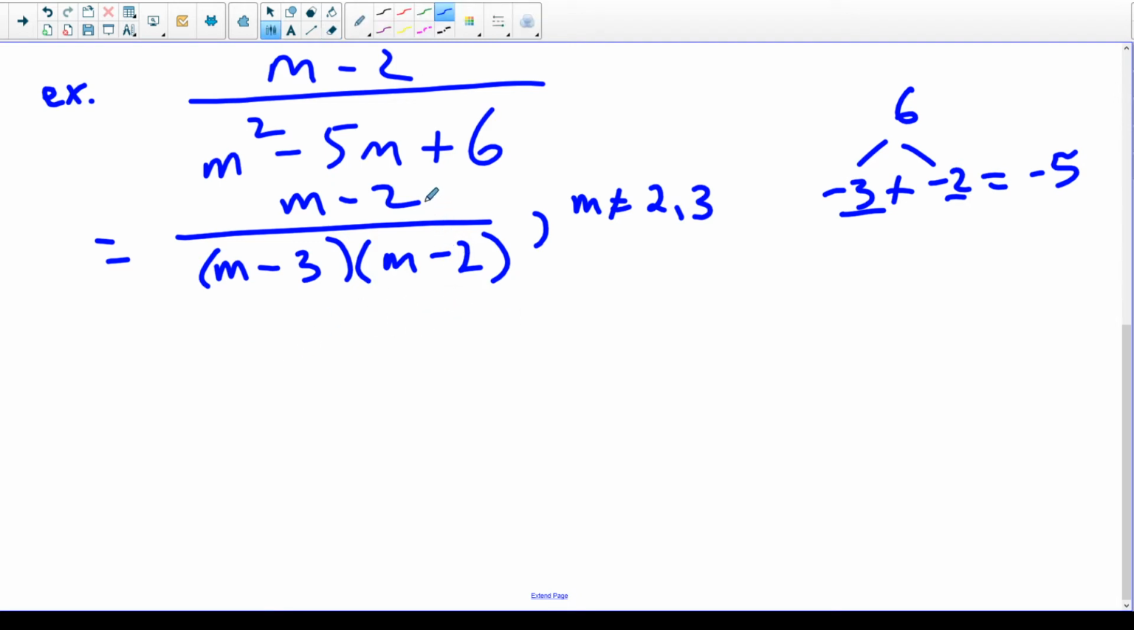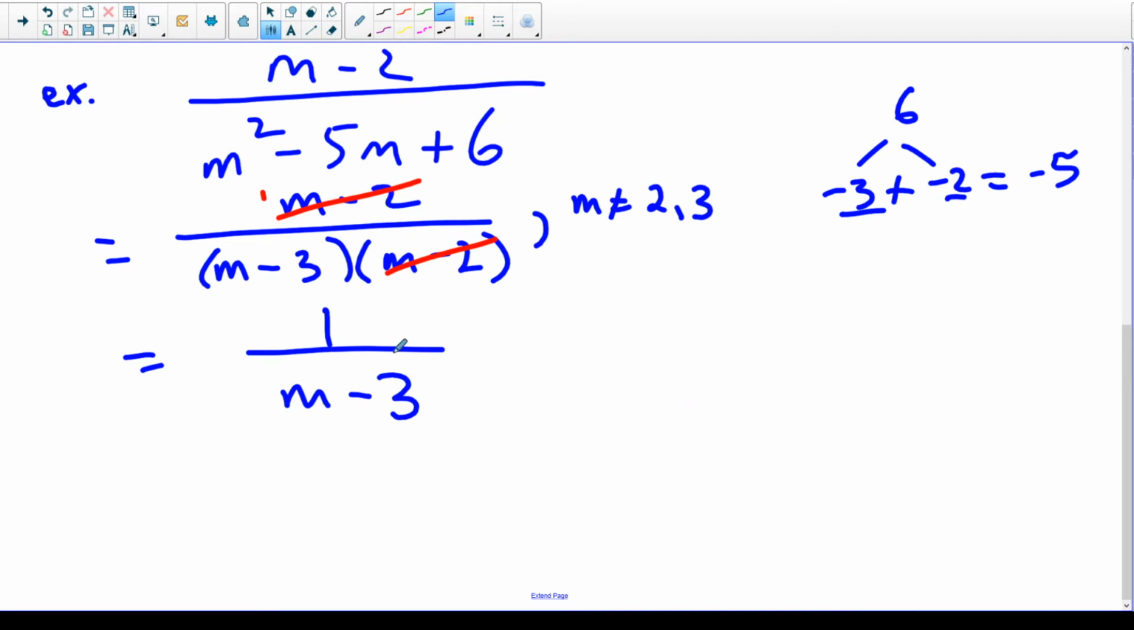And now, because the entire top, m minus 2, matches the entire bottom, m minus 2, you can actually completely cancel those two out simply because, and only because, everything is multiplying and dividing. That's going to leave a 1 behind. Okay, it's not a 0. Our final answer is 1 over m minus 3.